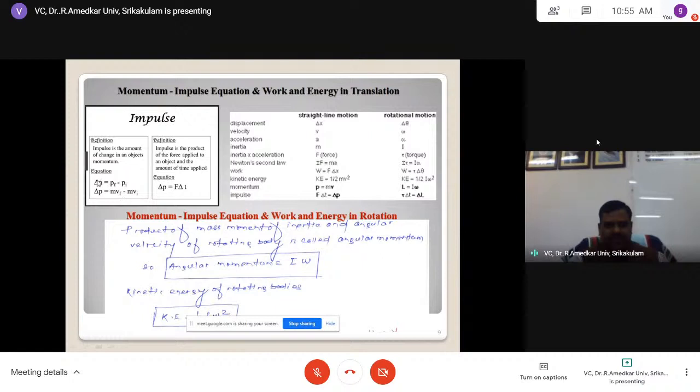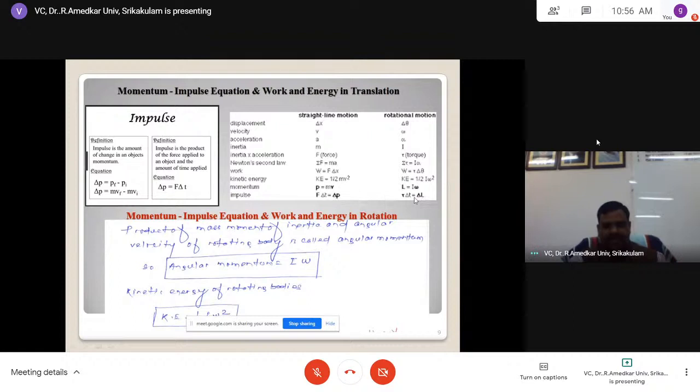The change in momentum is final momentum minus initial. P is equal to mv. For angular momentum, m is replaced by I and v is replaced by omega. That is the linear and angular momentum. Impulse is F into delta t, which is equal to delta P.